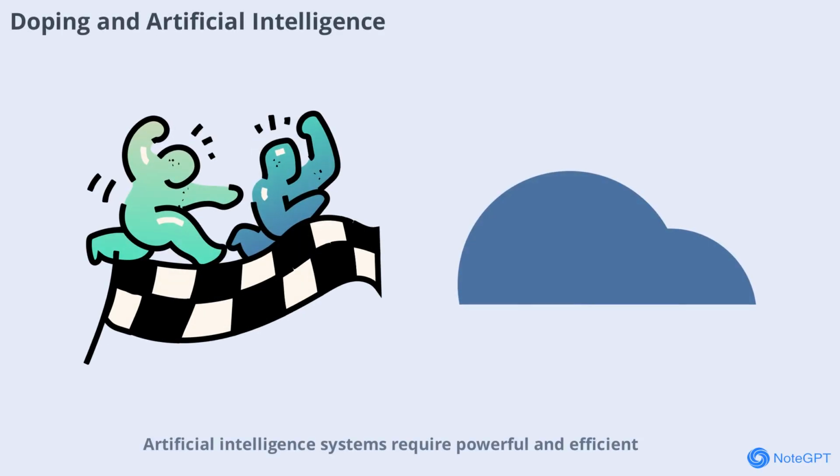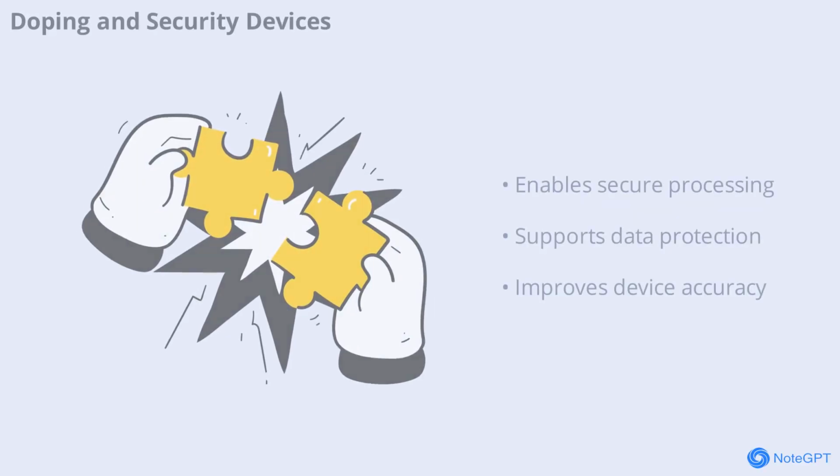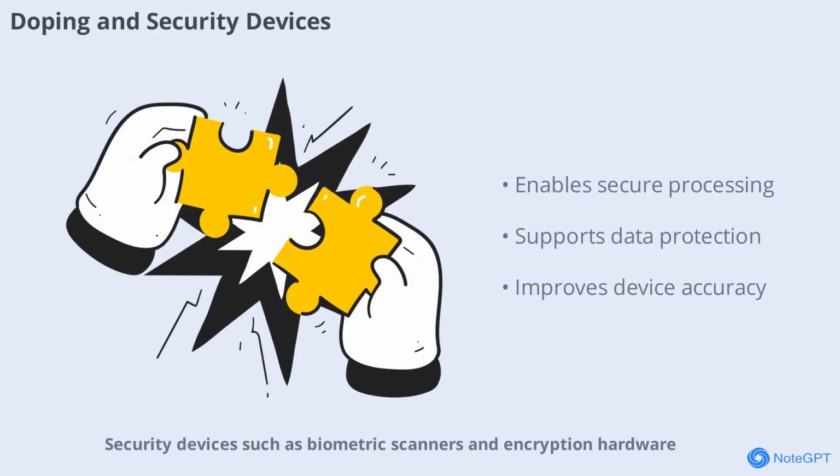Artificial intelligence systems require powerful and efficient hardware to process vast amounts of data. Doped semiconductors are used to build the high-speed processors and memory chips that make AI possible. By optimizing doping techniques, engineers can create chips that deliver the performance needed for advanced AI applications, from voice recognition to autonomous vehicles.